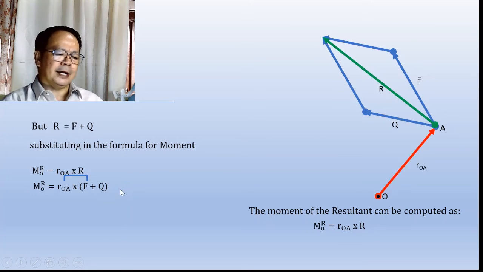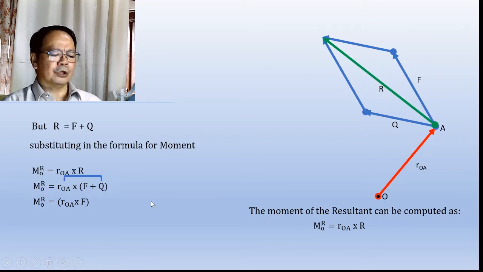Now, if we are to apply the distributive property of cross product, then R_OA cross F will be equal to this product, while the other one, R_OA cross Q, will be taken individually. And kanina lang, dinescribe natin that this R_OA cross F is the moment of F about O, while this R_OA cross Q is the moment of Q about O. Hence, we have now generated a formula that describes the relation between the moment of R, the moment of Q and F, having Q and F as the component of R.